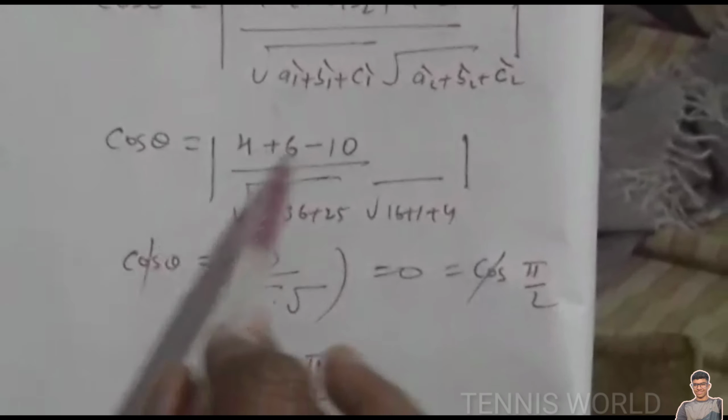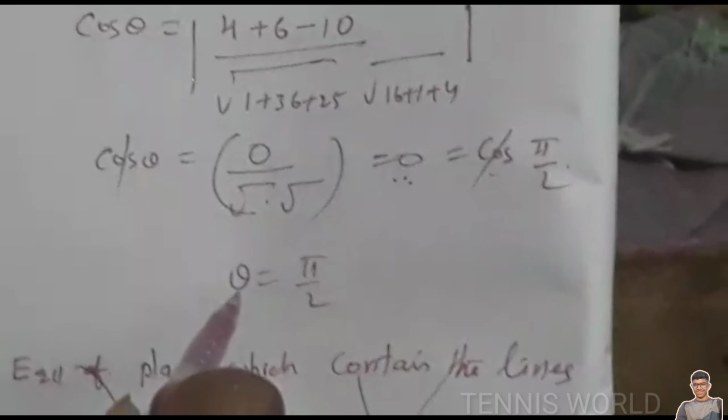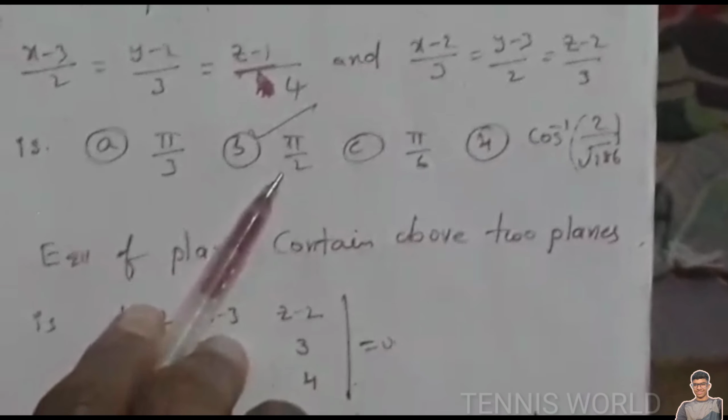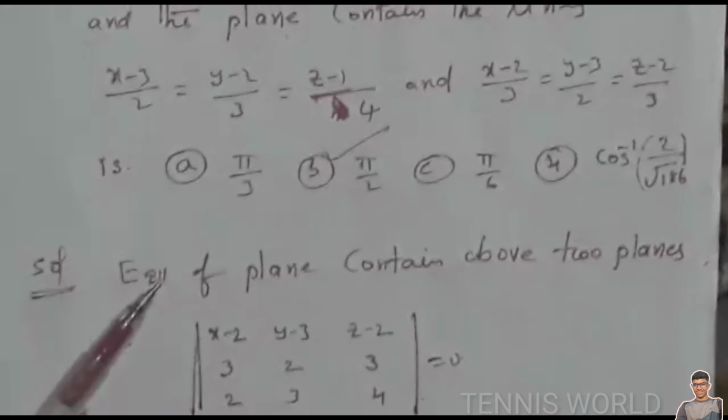If you keep all these values in this formula, I got 0 in the place of the numerator, and whatever the denominator is, 0 by anything is 0. So in the place of 0, I am going to write cos 90. Cos 90 value is 0. Then cancel the cos on both sides. Then I got the theta value 90. So which option here? Your option is the second option, 90. So this is the way to find the angle between two planes. Right. Next slide.